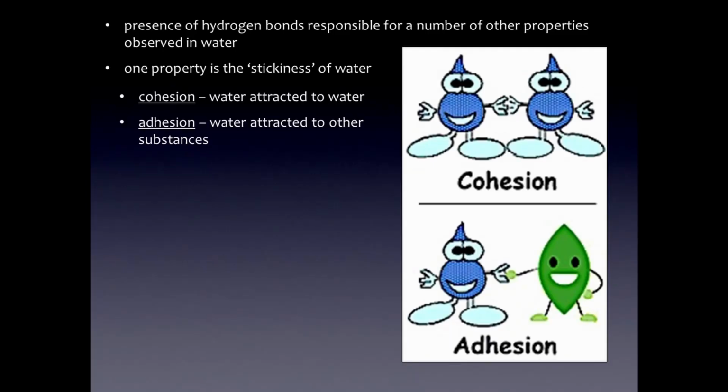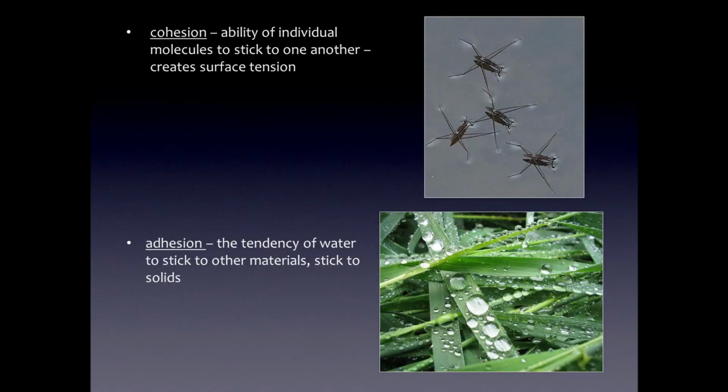The presence of these hydrogen bonds, remember, once again, the hydrogen bonds occur because of the bent nature of the water molecule, which leads the water molecule to have positively and negatively charged ends, can also be responsible for a number of other properties that we see. And one of these properties is how sticky the water is. We can talk about the stickiness of water in regards to either cohesion, the fact that one water molecule will be attracted to other water molecules, or adhesion. Water will stick or is attracted to other substances.